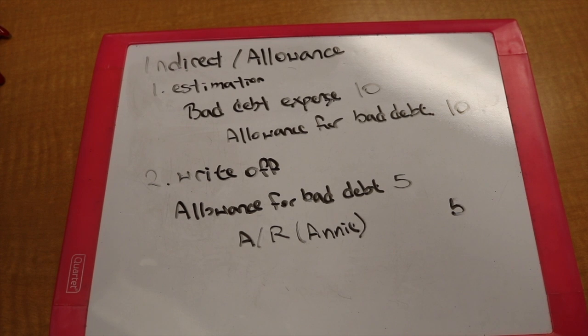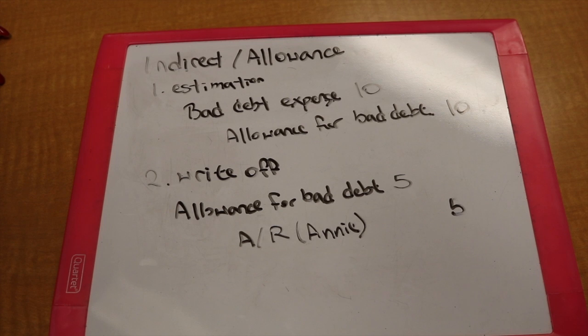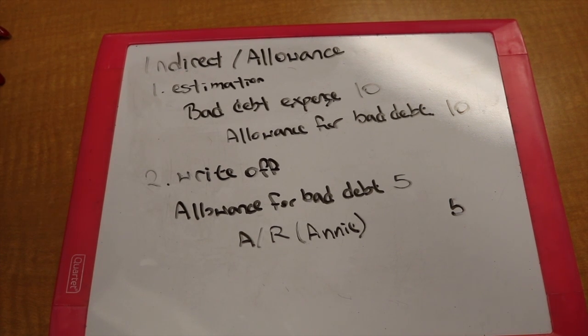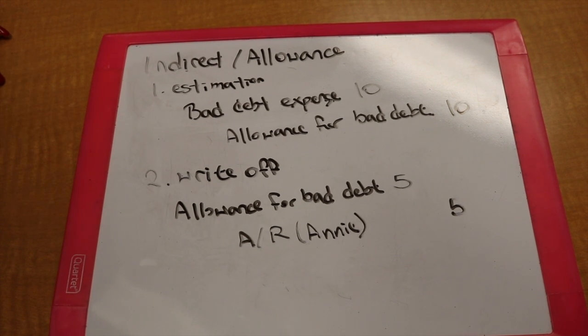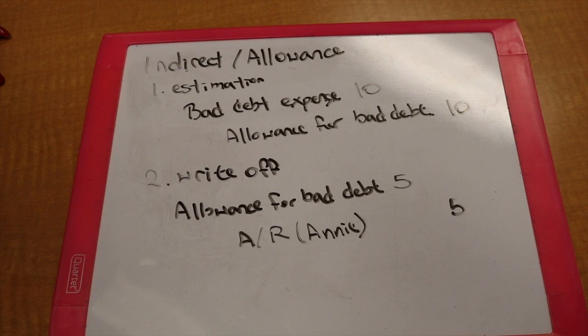When a receivables account is determined to be uncollectible, then the actual account has to be written off and removed from the books. The uncollectible portion of the accounts receivable is credited and the balancing debit now comes out of the allowance we created earlier. Bad debt expense remains untouched.